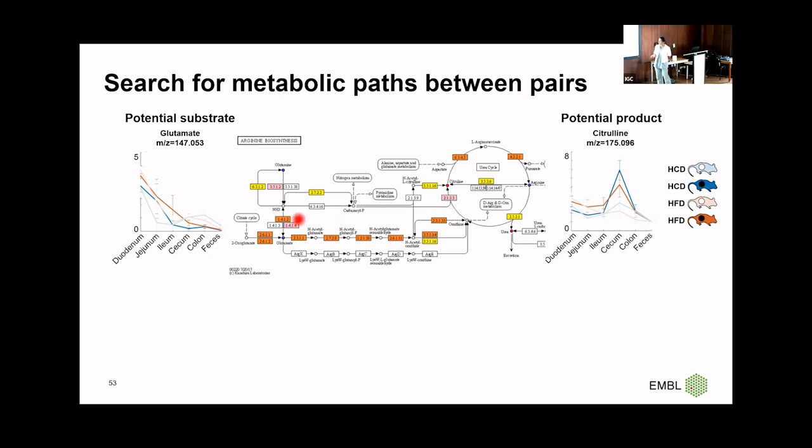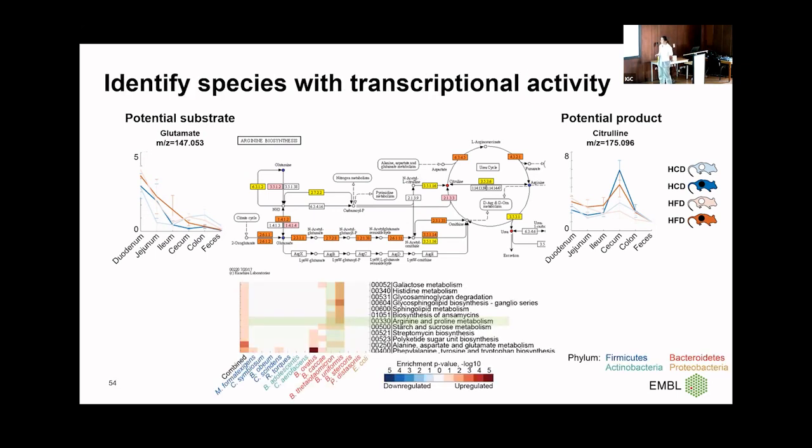For example, we found some examples with entire metabolic pathways connecting potential substrate, for example, glutamate, to potential product citrulline. And here in orange, you see enzymes that are present in microbes and can potentially convert potential substrate to potential product. And as we collected metatranscriptomics data from our mouse cecum, we could actually test whether microbial enzymes along these pathways are expressed and whether there is a differential expression between the two different diets.